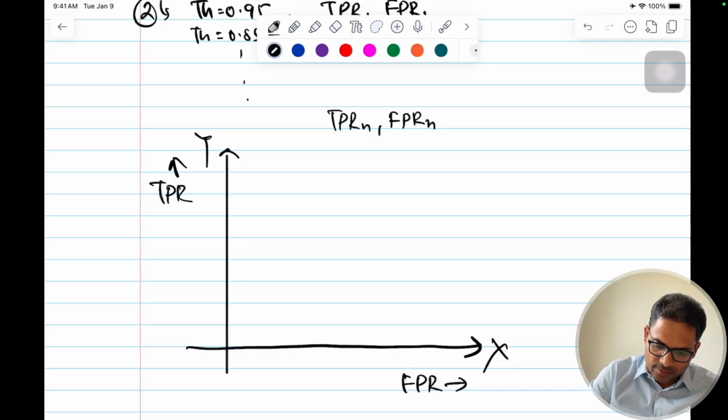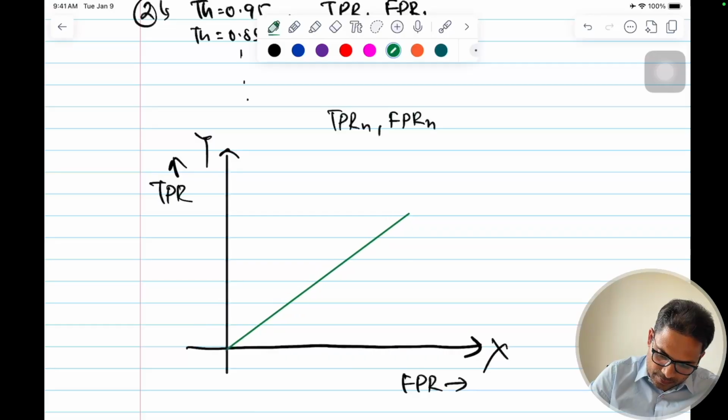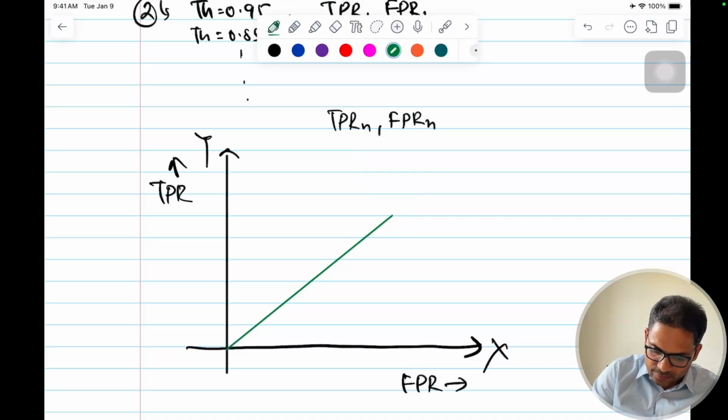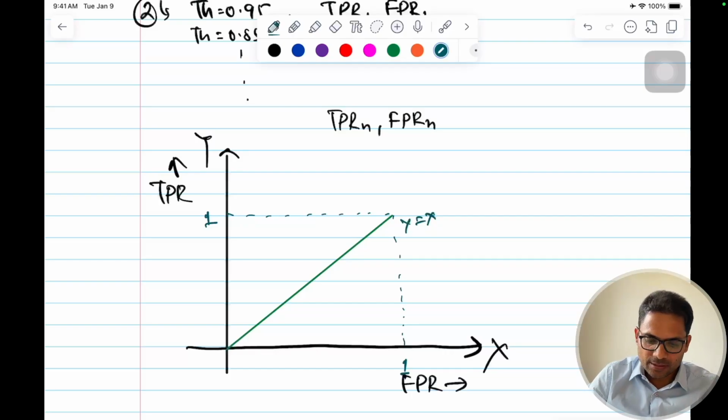So you will get a curve like, let me draw one. Something like this, where 0 is here and this is 1. This is 1, so this is y equal to x, where everything is the same. This is 1 and this is 1. So this is what any random model can predict.